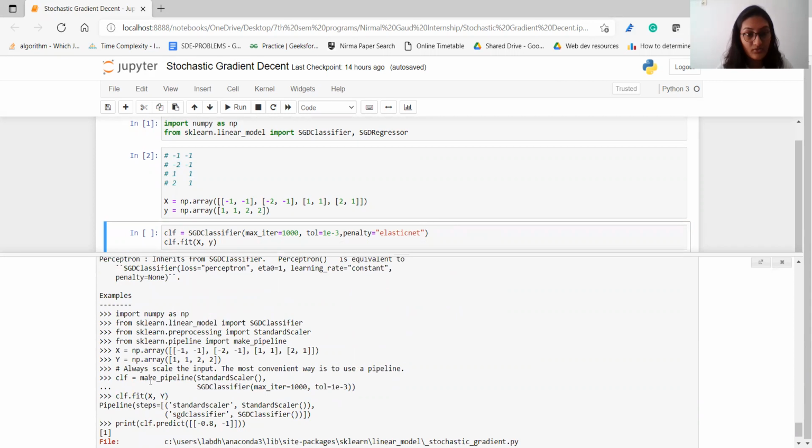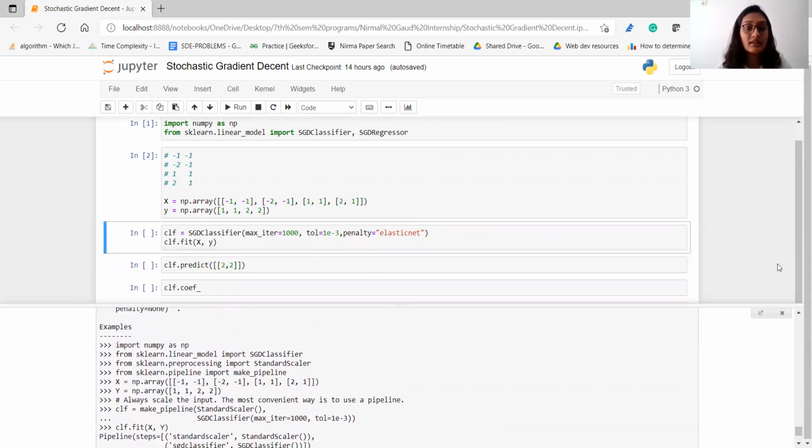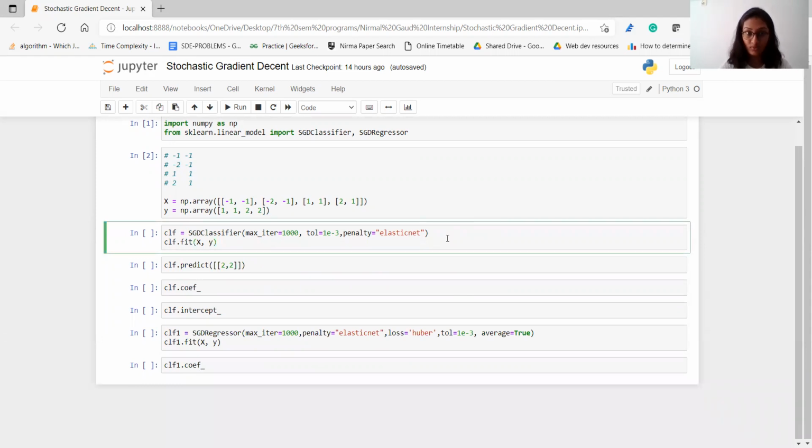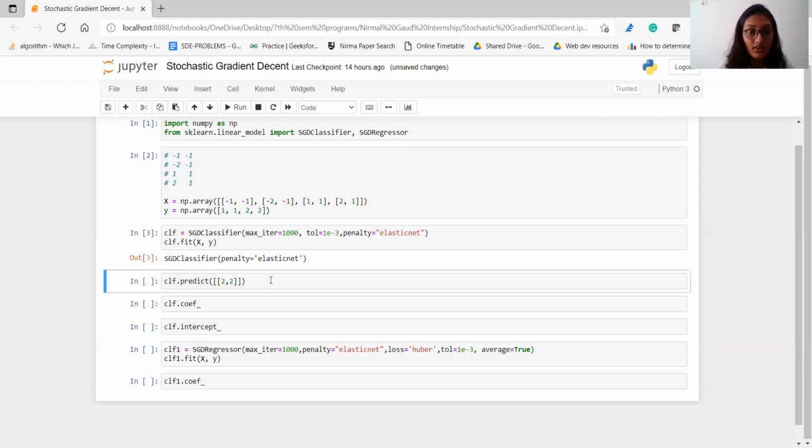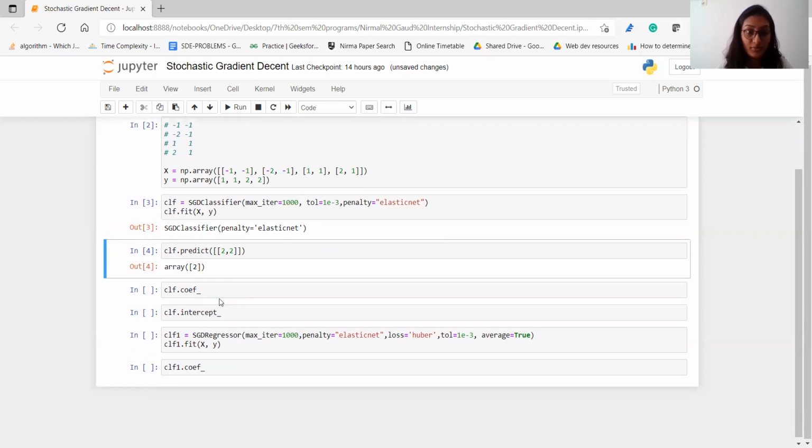So one of the examples that they have given over here is the same thing that we'll be implementing today, so as to see the output that we are getting. So this will be calling the number of iterations as 1000. Now we would like to predict what will be the output for 2 comma 2. So for 2 comma 2 the output will be 2. Thus the target value will be 2.